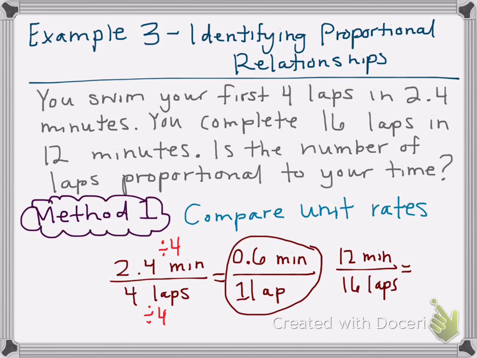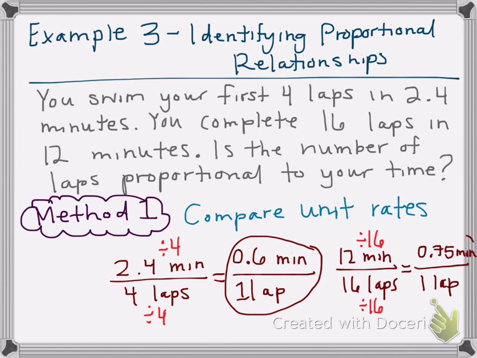Okay, so now for the second ratio, we have 12 minutes for 16 laps. So again, our goal is to make that 16 at the bottom, the denominator, into 1. And how we do that is divide by 16, making it 1. Whatever we do to the bottom, we must do to the top. So then, our new unit rate is, 16 divided by 16 is 1 lap. And 12 divided by 16, remember you can use your calculators this chapter, is 0.75 min.